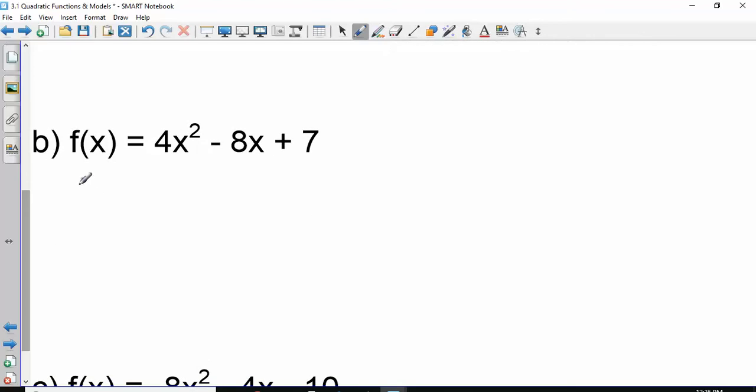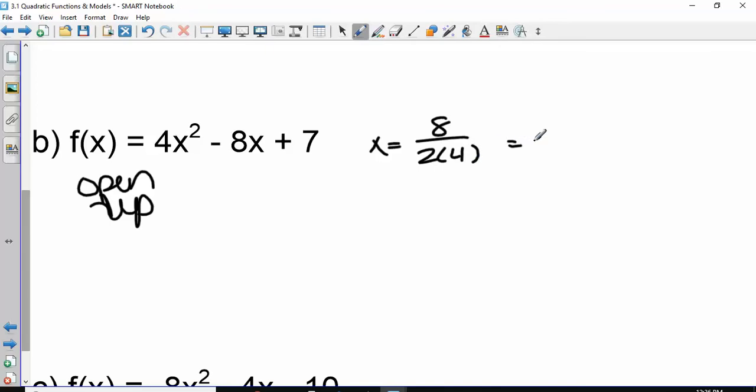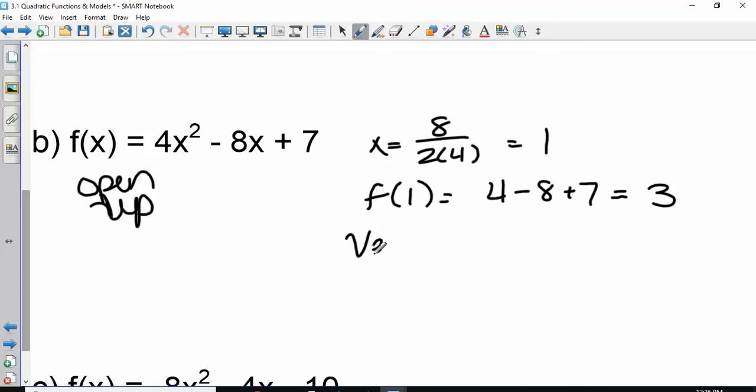Okay, B, open up or down? Up, because of the positive 4. Okay, then opposite of B over 2A. So that gives you an 8 over 2 times 4, or 1. Plug that in. So you get 11 minus 8, which is 3.